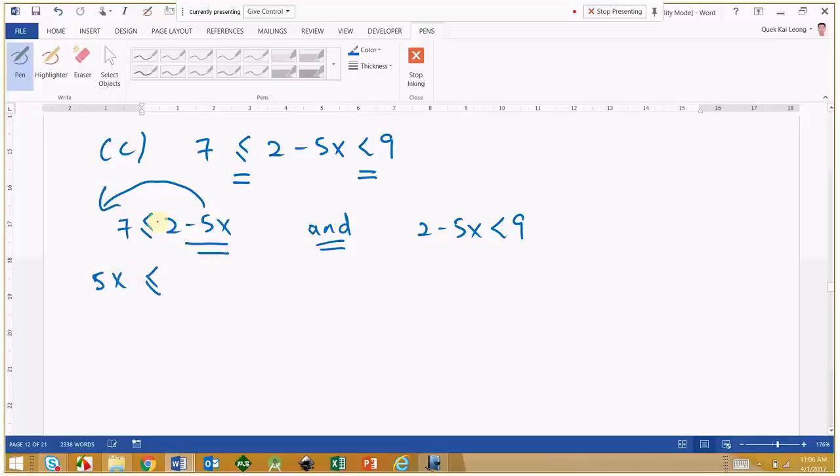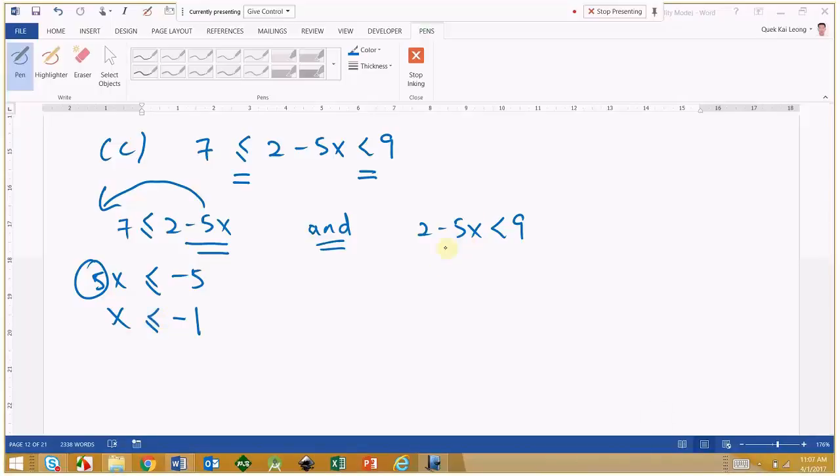So 2 minus 7 will give you a negative 5. When this is positive, when you bring it over, you don't have much problem. If this is negative, when you bring it over, you have to change the sign. I hope this is clear to you. If not clear, let me know.